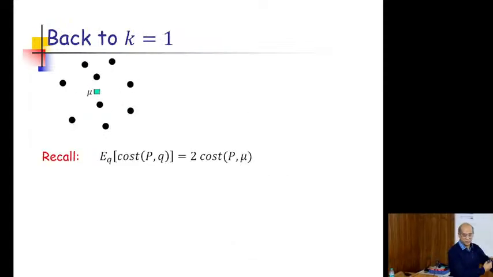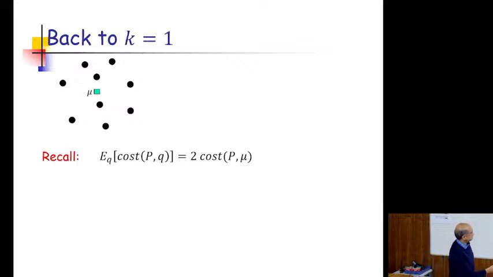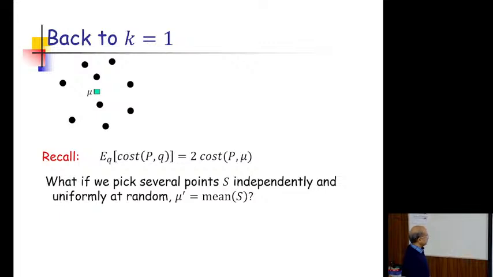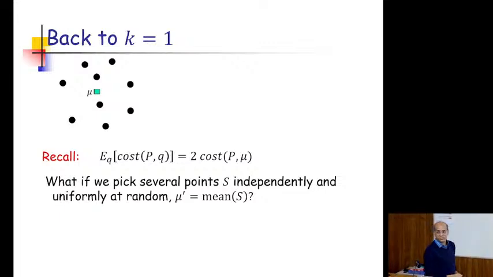Okay, so let's go back to k equals 1. We showed that if you pick a random point q, it is a 2 approximation. But what if I want a better than 2 approximation? A natural idea would be that you pick several points here, not just a random point, but let's say I pick a set of points S, and I output the mean of those points. Hopefully that would be a better approximation than just a 2 approximation.